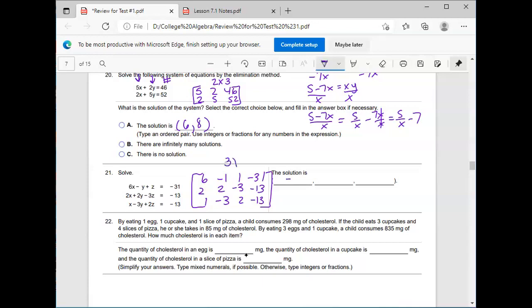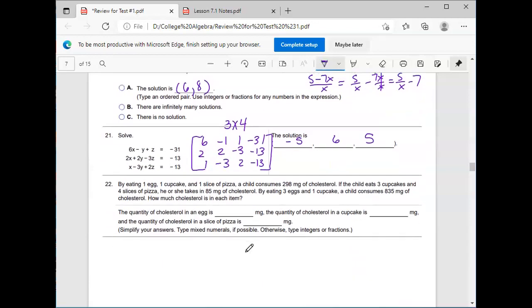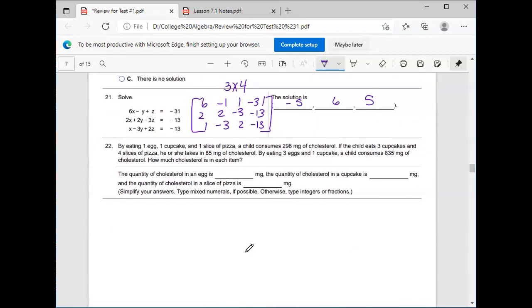You would come up with this when you get done on the calculator. Now this is going to change to a 3 by 4 this time. You would get X is -5, Y is 6, and Z is 5. And like I said, if you need me to slow this down on the calculator and go over this one with you, I would be fine to do that.